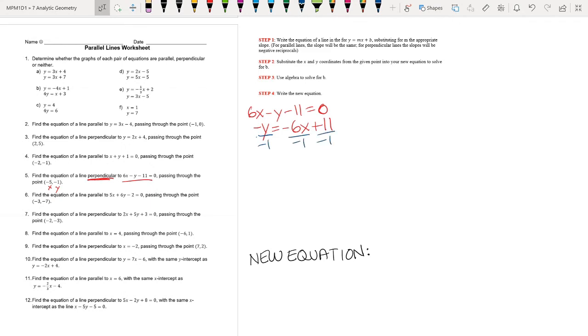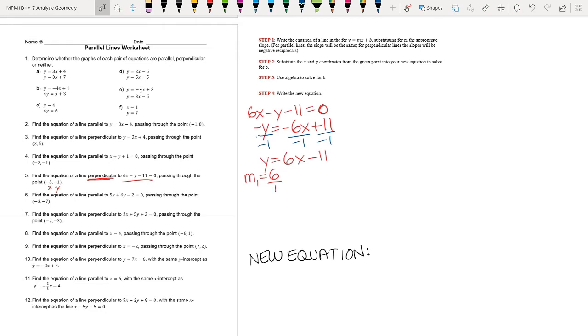And once I do that, I get y is equal to 6x minus 11. And so I can see here in my original equation, the slope, and we'll call that slope 1, m1. The slope is 6. And remember, a whole number is just a fraction with a denominator of 1. So that is the slope of my original equation.